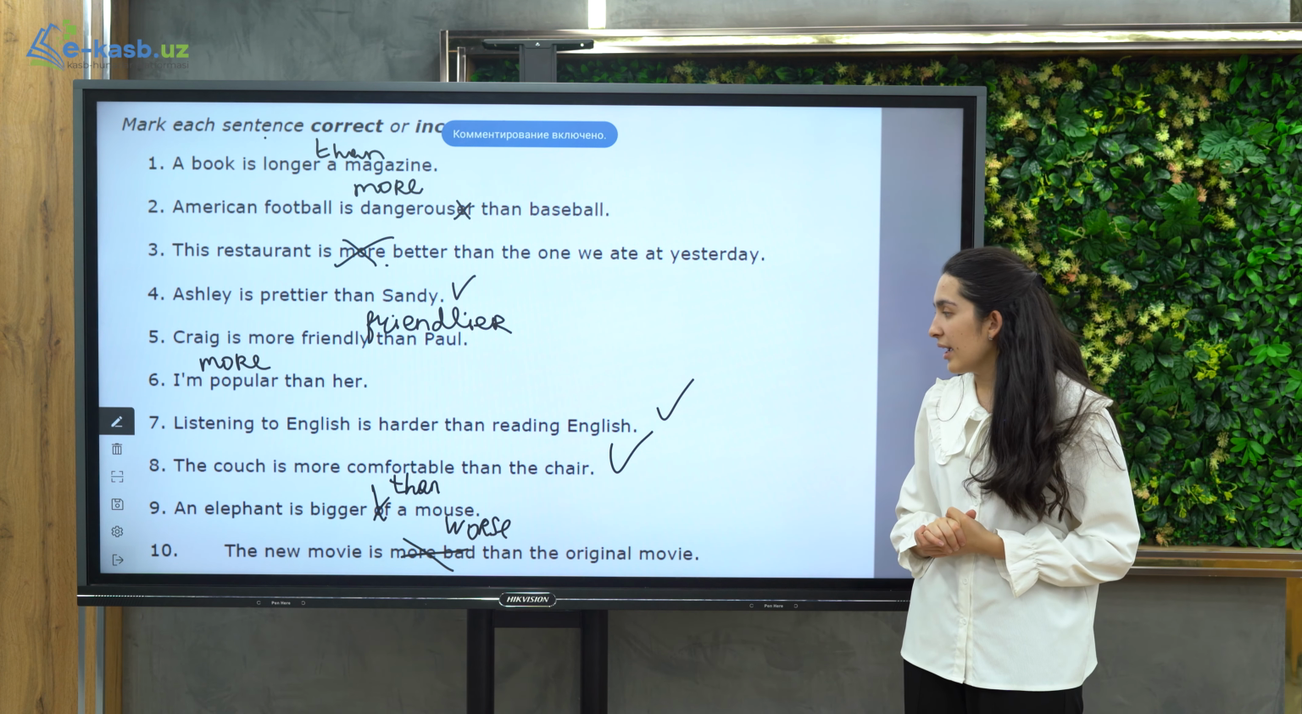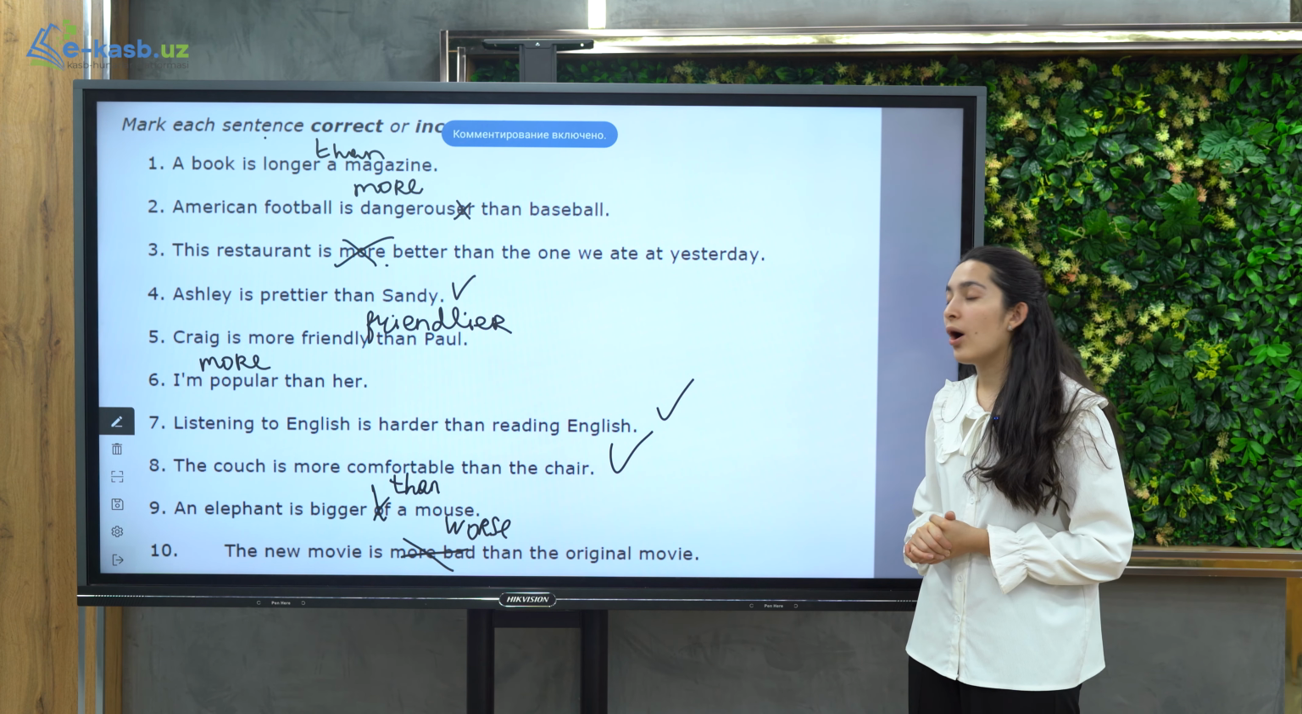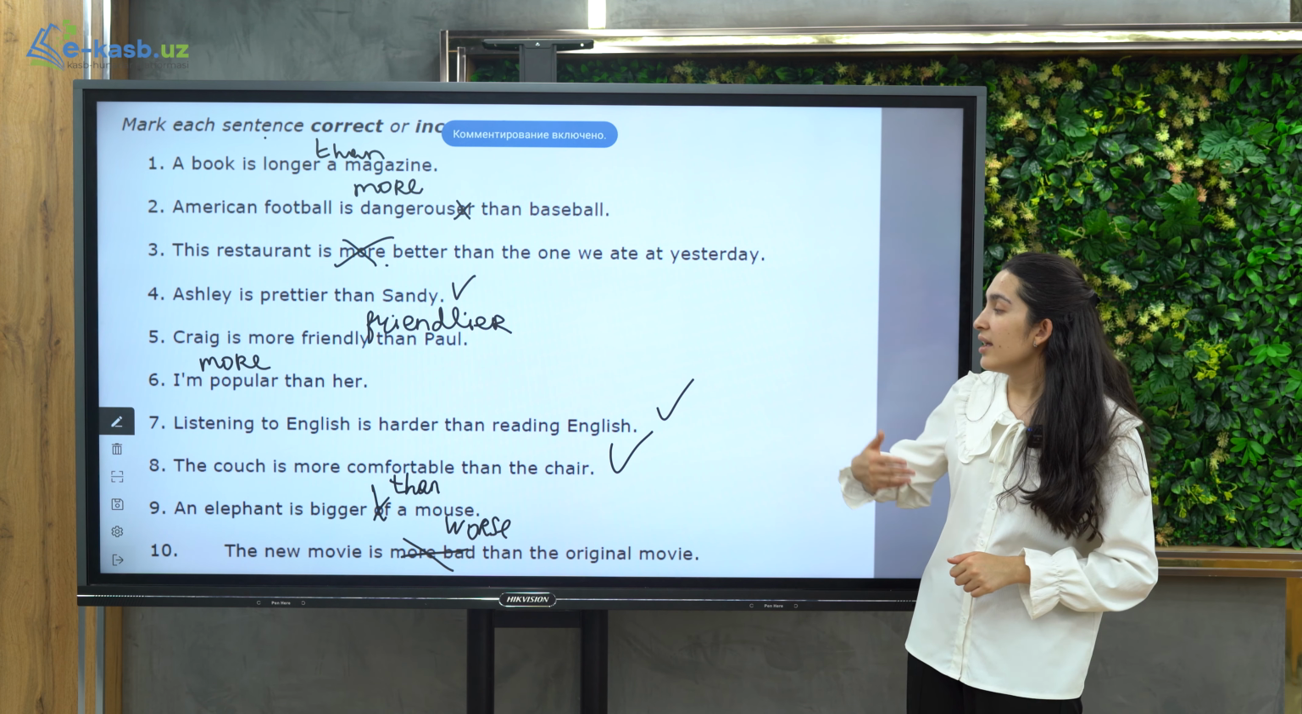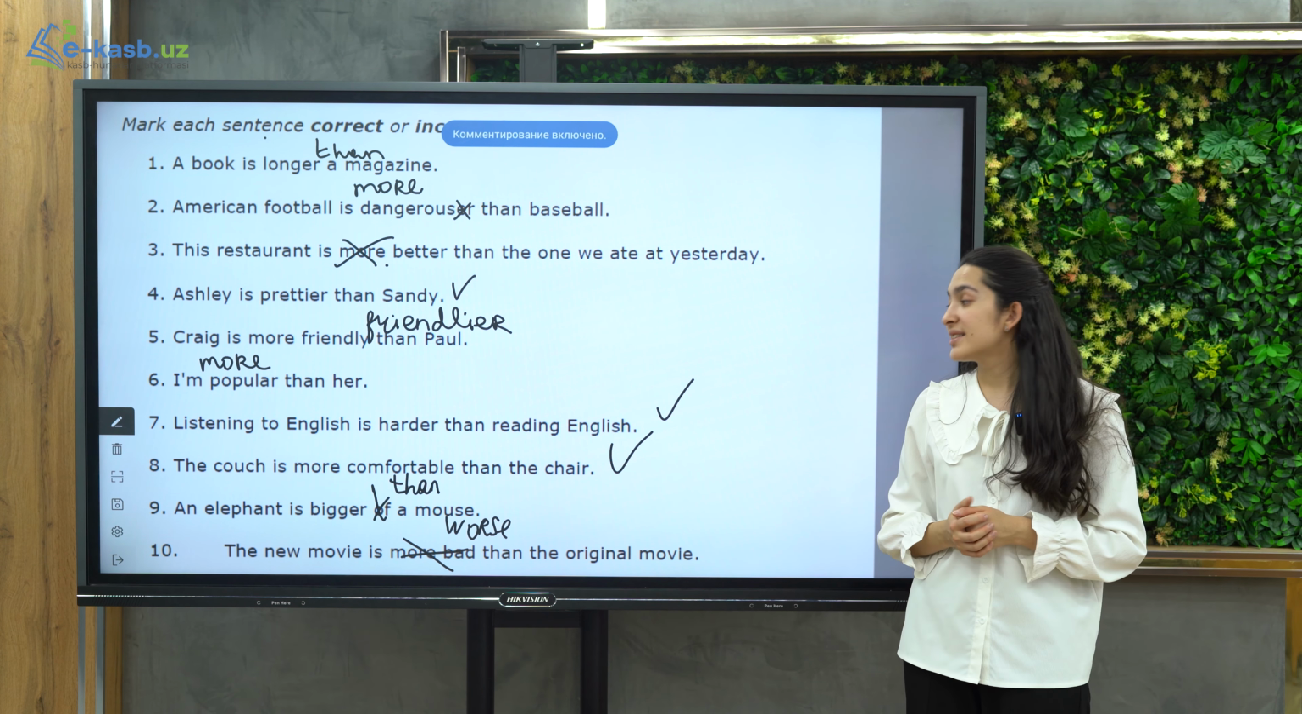And sentence number 9, an elephant is bigger of a mouse. Of course, it's not a correct sentence. We should say an elephant is bigger than a mouse.